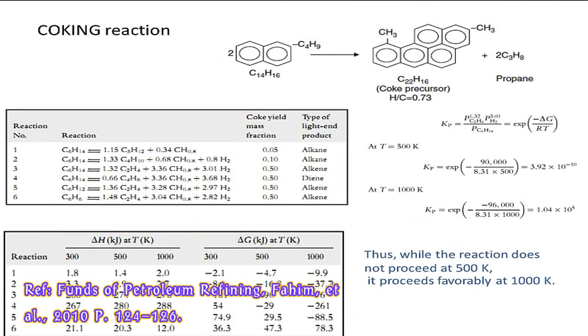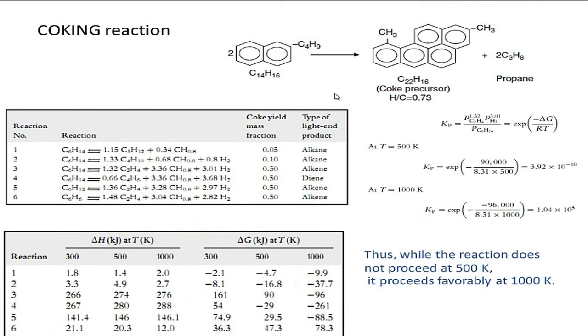Now let's look at the coking reaction first. When we talk about coke, it is created from the condensation of polynuclear aromatic hydrocarbons. Coke refers to hydrocarbon which has a lower hydrogen-carbon ratio. In this reaction, we will get light hydrocarbons with a solid form of coke precursor here. Some reactions also produce hydrogen as a byproduct, as shown in this table.